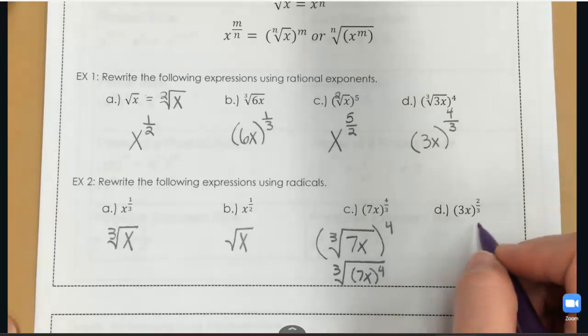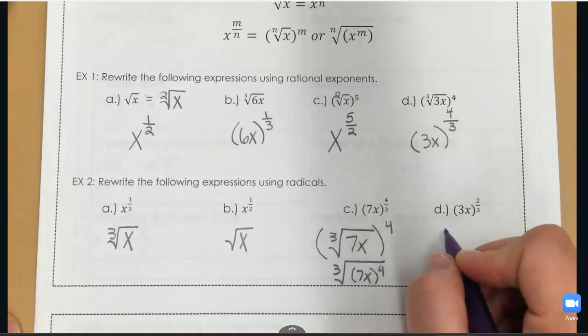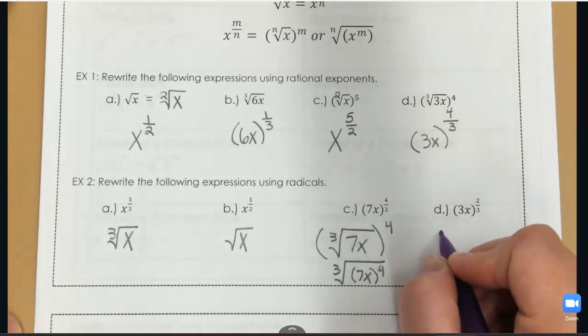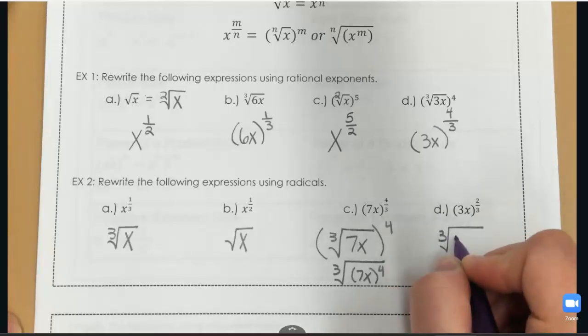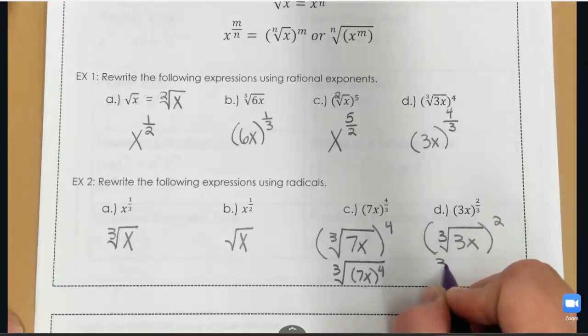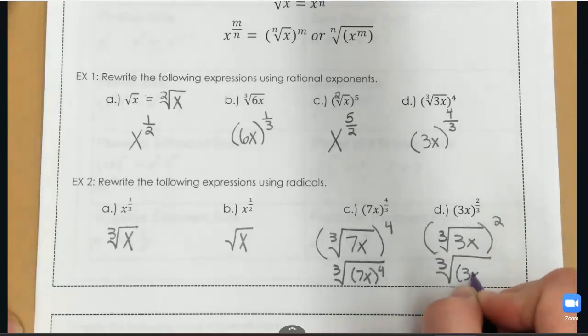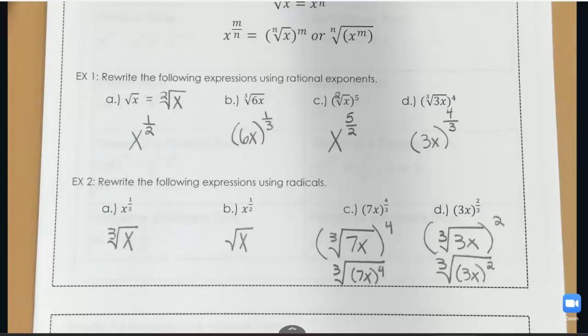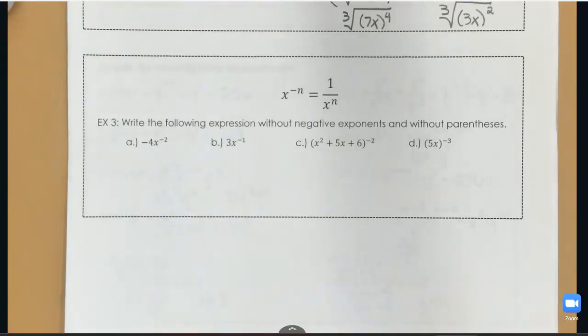On d, 3x to the 2/3, this is going to be the cube root of 3x, and again that whole thing is being squared, or I can put the square inside my radical, but I need to be specific that the square applies to both. All right, last part for the day, we are looking at negatives.